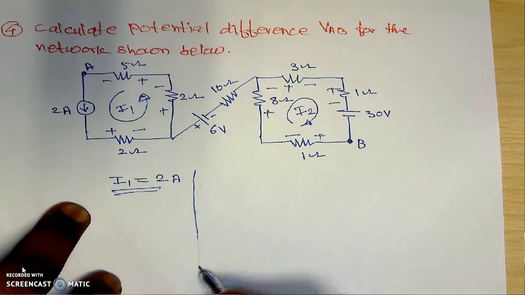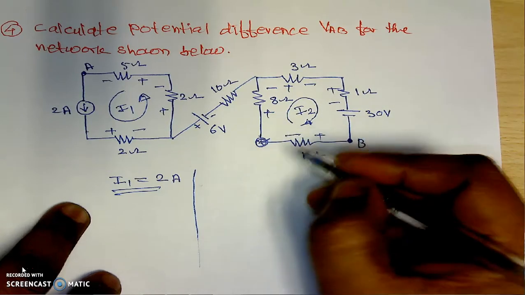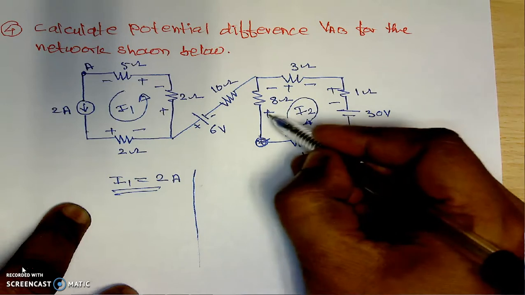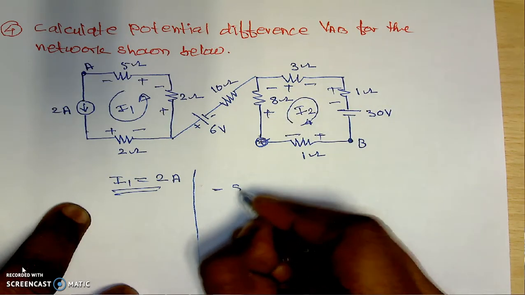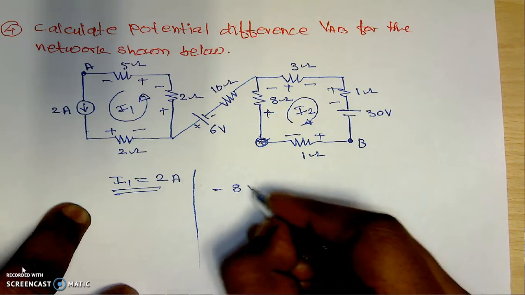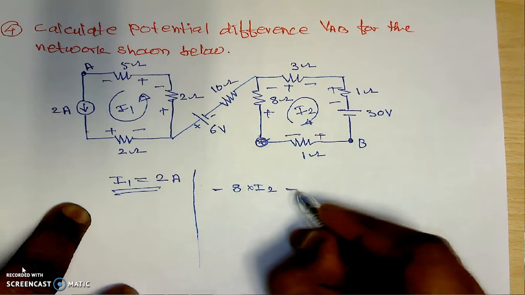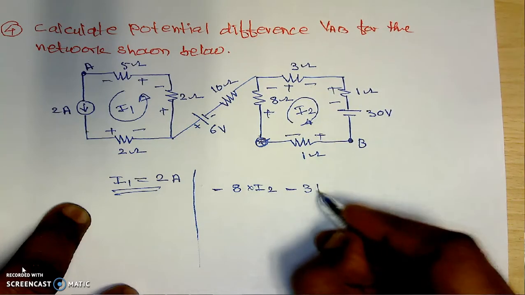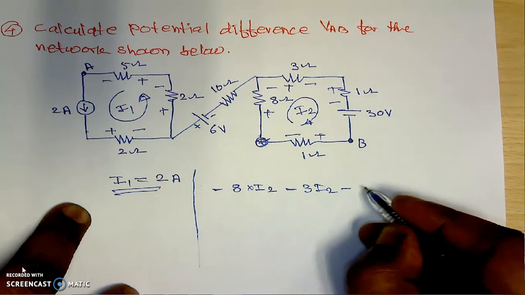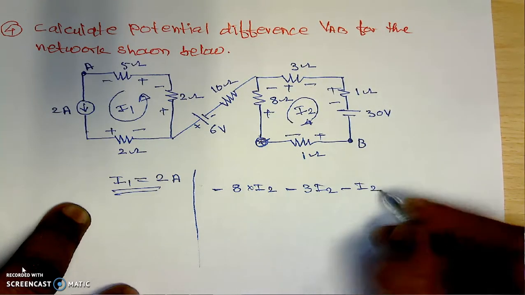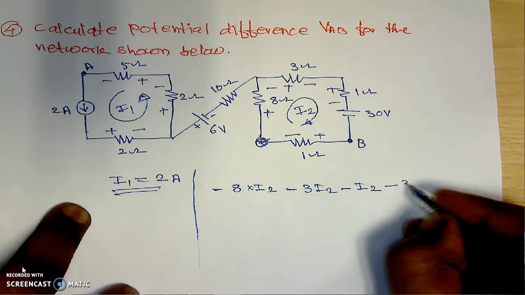But if we apply the KVL to loop number 2 and we are traveling from this particular corner in the upward direction, here positive to negative, which is minus, its resistance is 8 and its current is I2. Then positive to negative, which is minus, its resistance is 3 and current is I2. Then positive to negative, which is minus, its resistance is 1 and its current is I2. Then positive to negative for the battery we are traveling, that's why it will be minus 30.